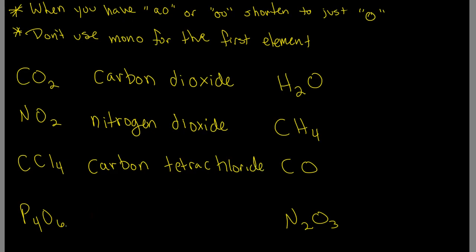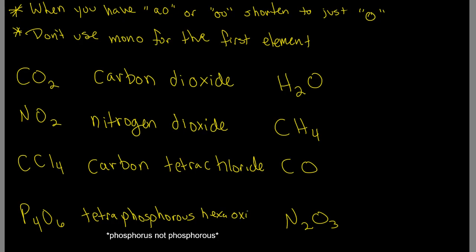Next up, P4O6. P is phosphorus, 4 is tetra, so it's tetraphosphorus. O6 is hexa oxide. Now remember, this is an A and an O put together. If we have an A and an O put together, we shorten it to just O. So instead of hexaoxide, it's just going to be hexoxide. So hexoxide.